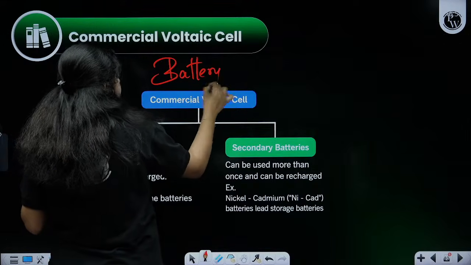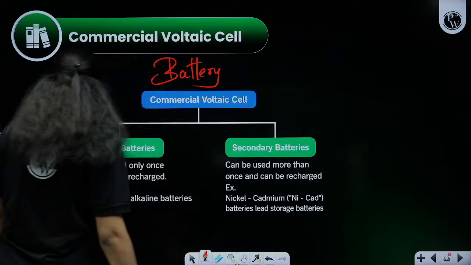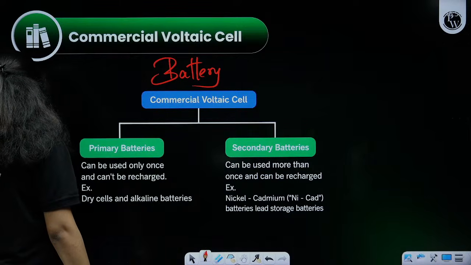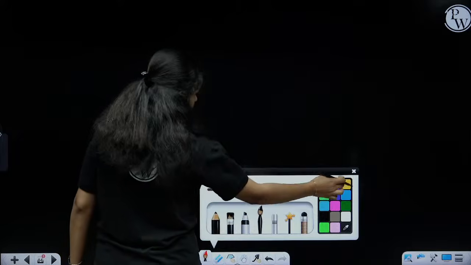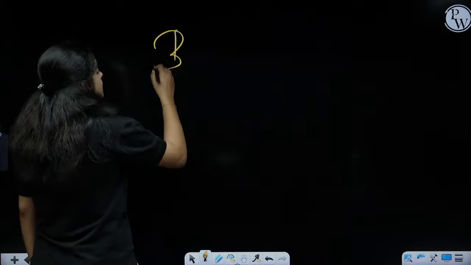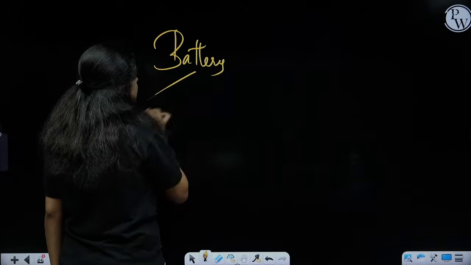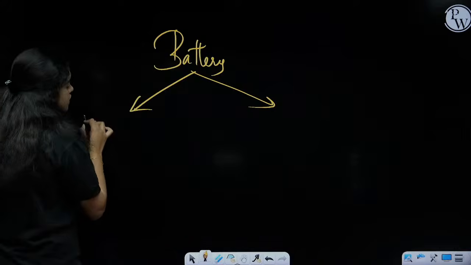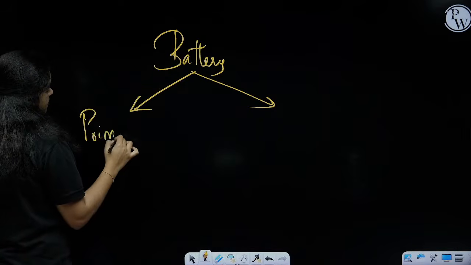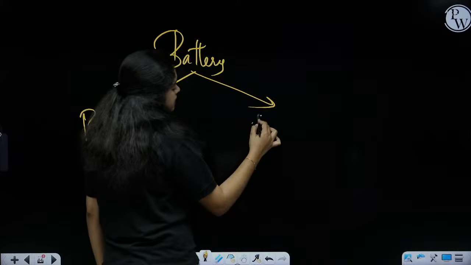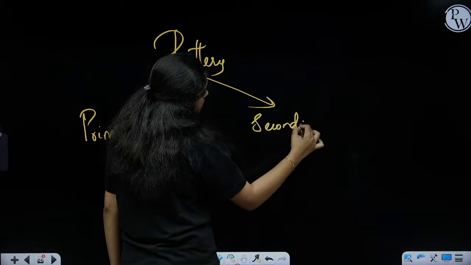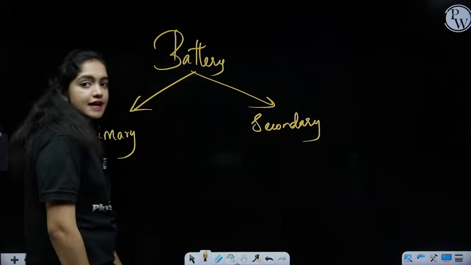Okay, battery. We can write the classification. No need to look at this; we can write according to our textbook, which is somewhat related to the NEET syllabus. Okay, here, battery. Batteries are classified into two types. The first one is primary battery and the second one is secondary battery. Primary battery and secondary battery.